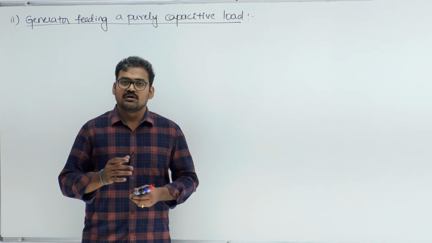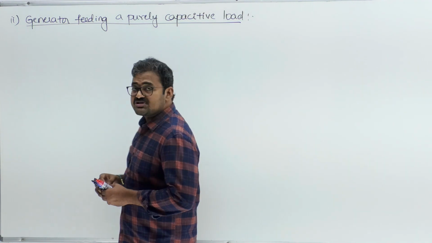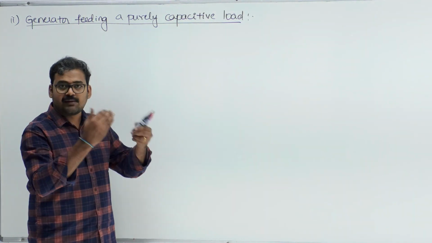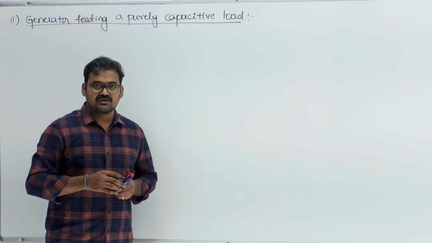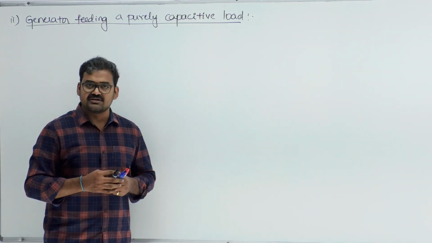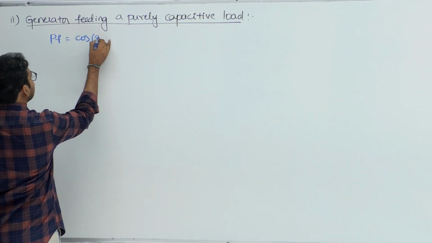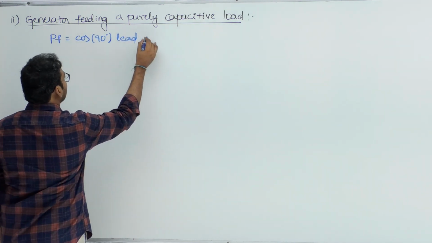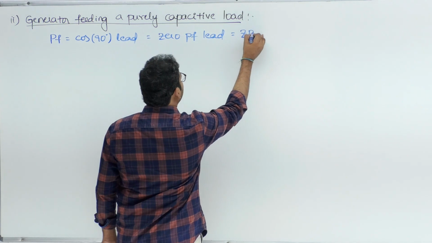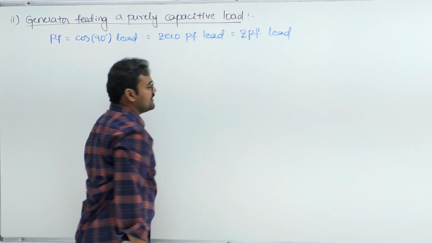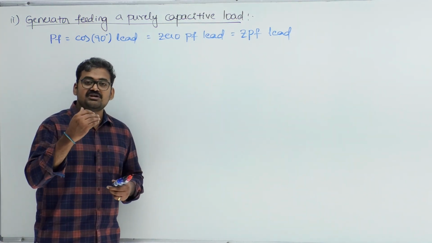Okay, all right. Now the next observation is a generator feeding a purely capacitive load. Can you tell me, purely capacitive load means current will lead the voltage by how many degrees? 90 degrees. Current will lead the voltage by 90 degrees. Therefore, can you tell me what is the power factor of the load? Cos 90 degrees leading. We know cos 90 is equal to 0. Indirectly, this is 0 power factor leading, also called simply ZPF leading. Okay, when the alternator is connected to a purely capacitive load, the power factor is ZPF leading.